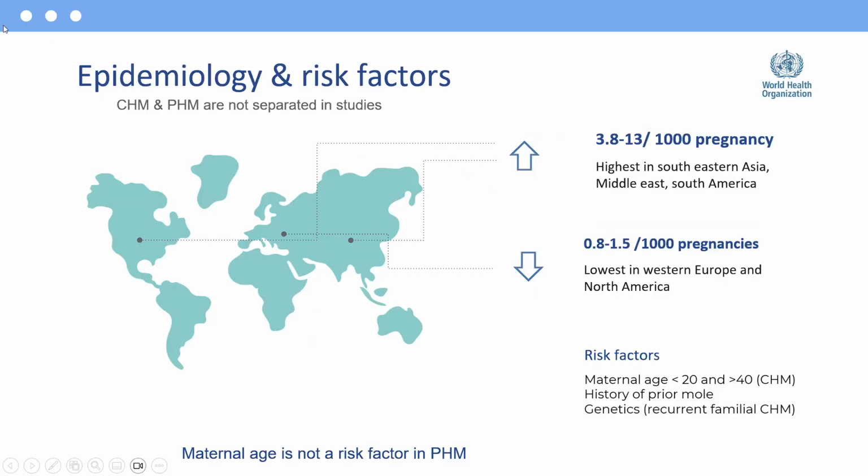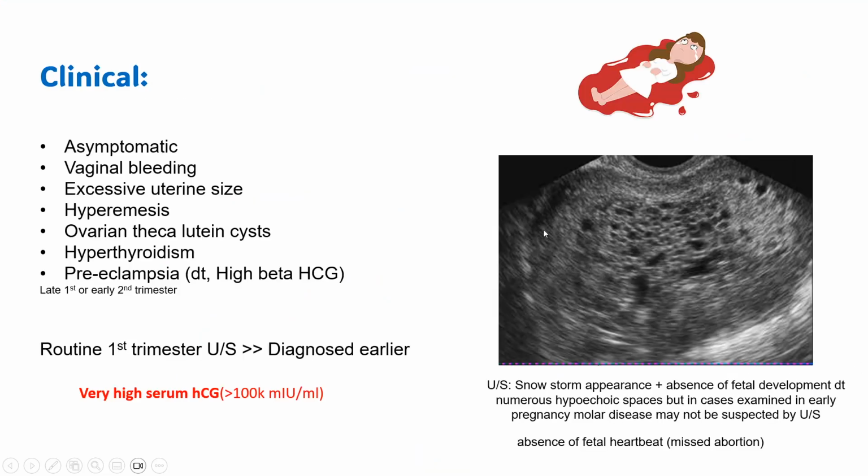What about the epidemiology of both moles, the complete and the partial? They're more common in countries like those in Eastern Asia, the Middle East, and South America, so we are included. They're least common in Western Europe and North America. What about the risk factors? As for the complete mole only, the extremes of age, maybe less than 20 and more than 40, are considered risk factors. The history of prior mole is another risk factor. And finally, the genetics that we have seen in the familial complete mole.